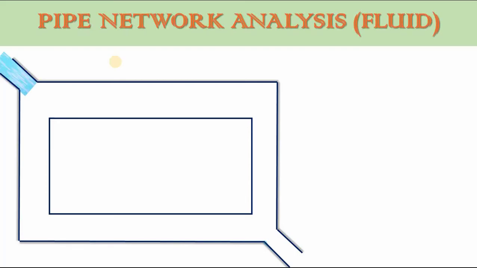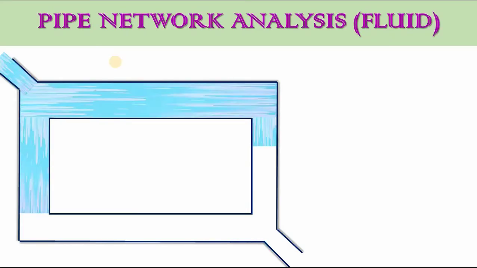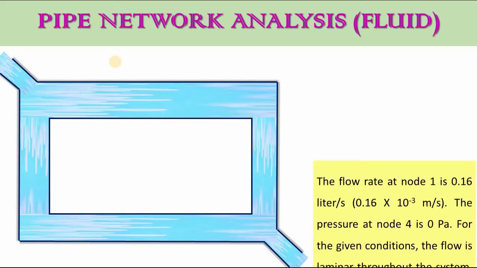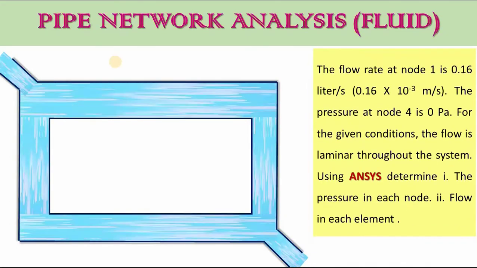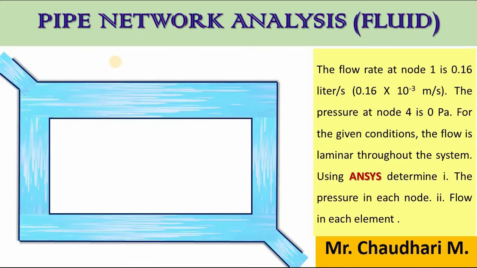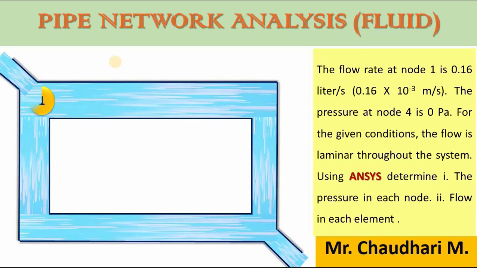Suppose a fluid is flowing through this pipeline or this channel. So there is some problem statement and then we have to calculate one by one. The problem statement is: the flow rate at node 1 is 0.16 LPS. So the flow rate value is given. So where is the first node? See here, there is the first node.